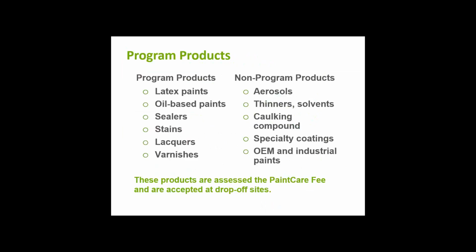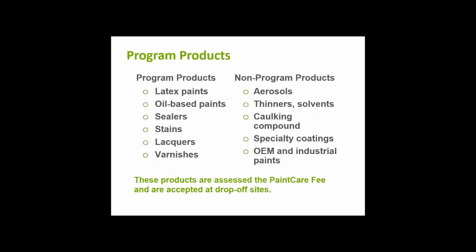Here's a slide on program products. This is kind of a condensed version of it. We have a more extensive list with more detail on pretty much all of our outreach materials. So if you're a retail store, hopefully you've received several mailers from us, and on most of those materials there's a list of program products, but you can also go to our website at any time and take a look at the longer version of the list.